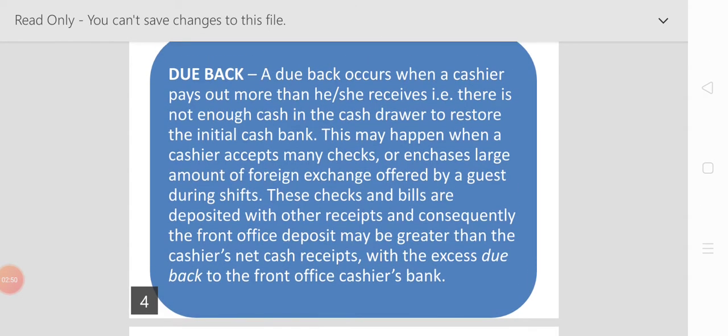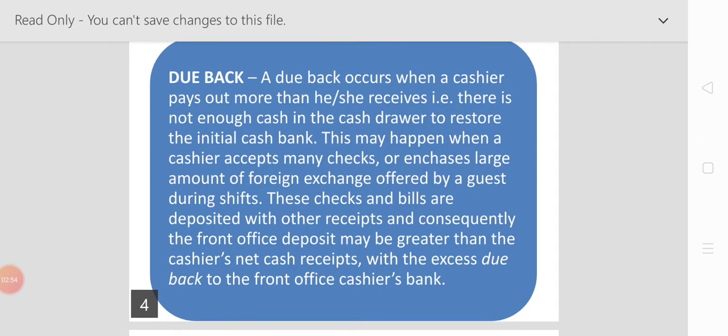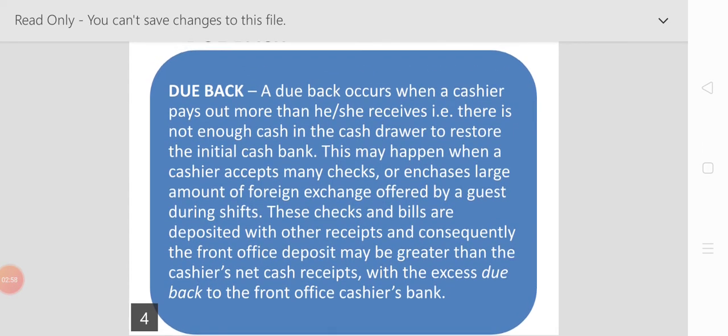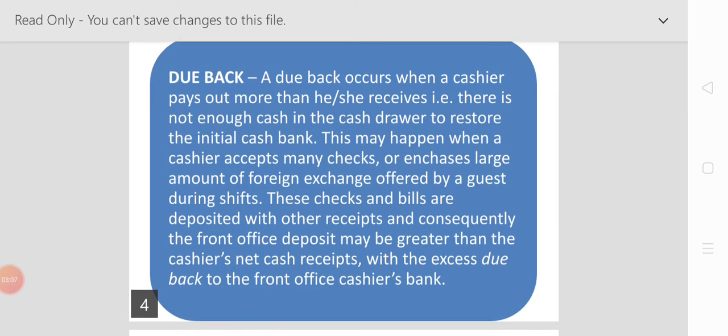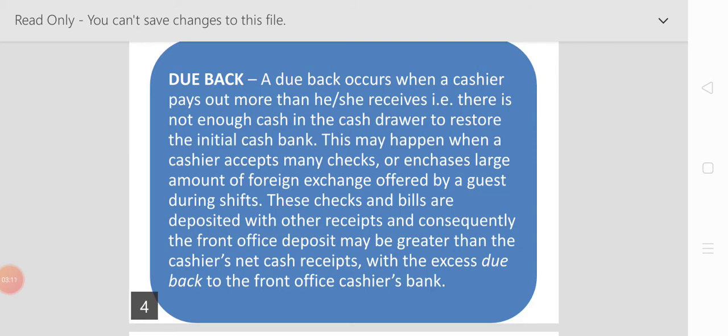Suppose I give you an example of that. Suppose you have got 500 rupees in the bank and you have given maybe 100 or 200 rupees to some of the guests in cash, in different vouchers, but what you have observed is that you are facing lots of problems with the transactions of the cash. Okay, that is called the due back.